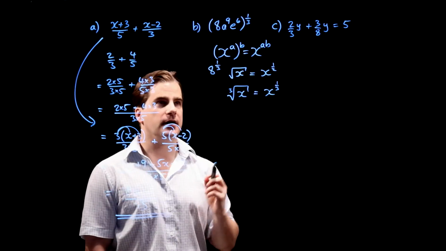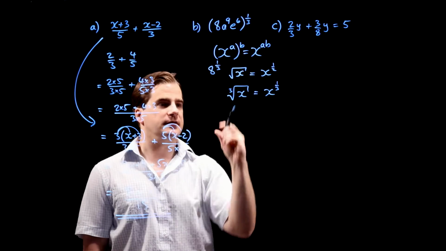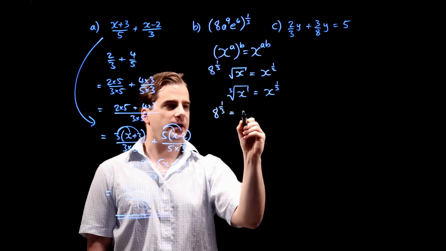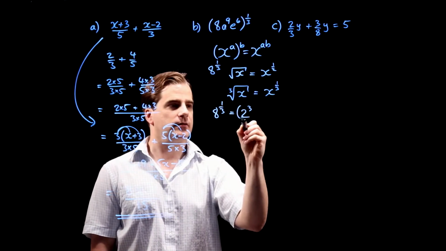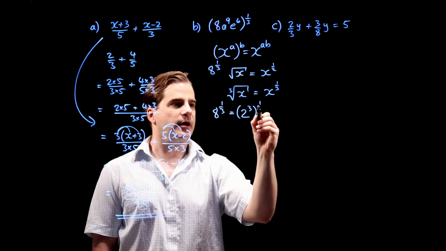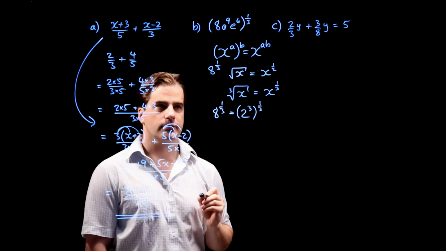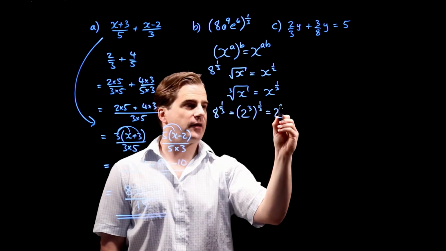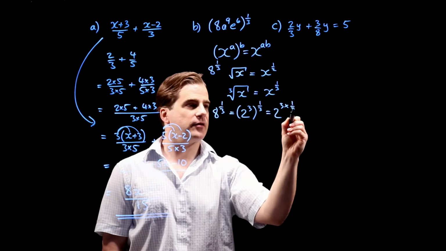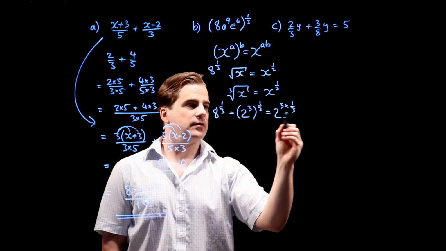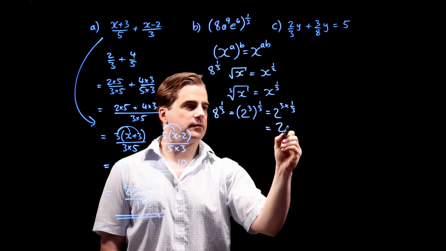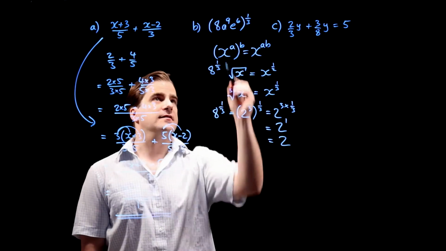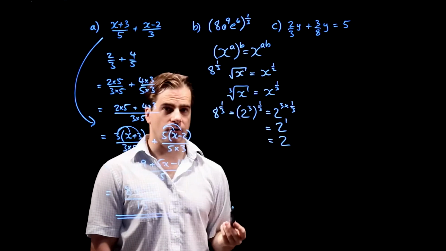Another way of looking at it is writing it out like this. 8 to the power of a third is the same as 2 cubed, that's 8, to the power of a third. So using the bracket rule, that's equal to 2 to the power of 3 times a third. 3 times a third is 1, so it's just 2. Okay, so that's the 8 dealt with. 8 to the power of a third is 2.